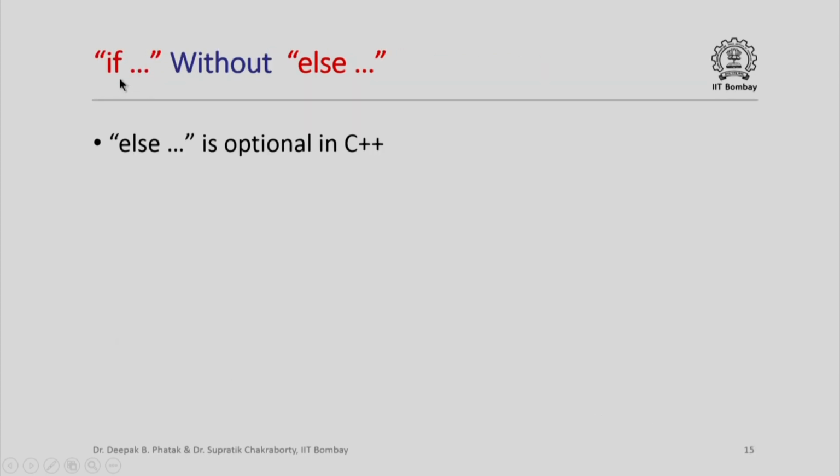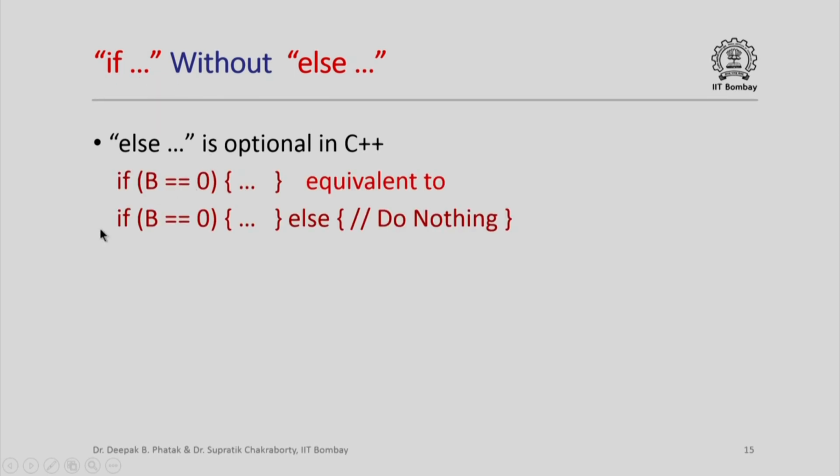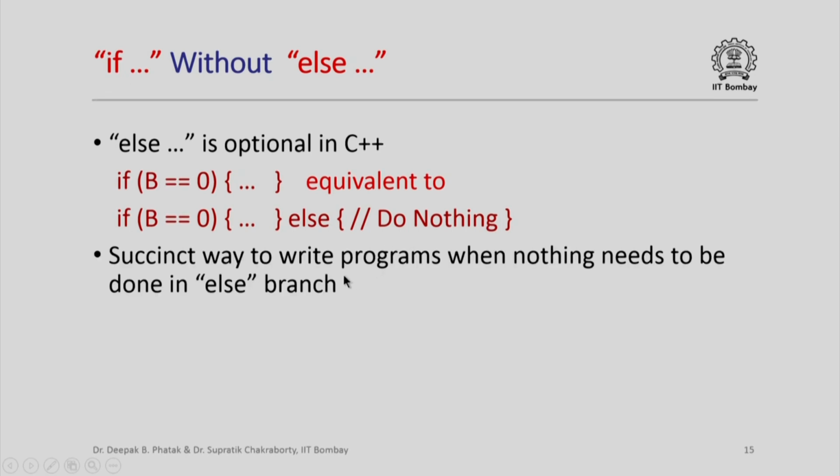C++ also allows you to write if without the else, as the else is indeed optional. But basically when you write an if statement without else, this is equivalent to saying it's the if statement and there is an else branch in which you do nothing. So this is really a succinct way to write programs when nothing needs to be done in the else branch.